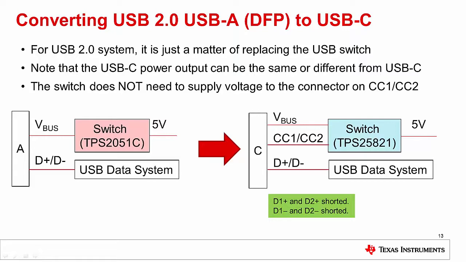You need a current limiting switch, and you also need the logic to control the CC1, CC2 to handle that logic appropriately. Well, TI has a part, the TPS25821, which does that for you. It's a current limiting switch combined with a Type-C logic. In this case, it's a USB 2.0 system, so we do not need to apply VCON to the connector since we're not using the super speed lanes.